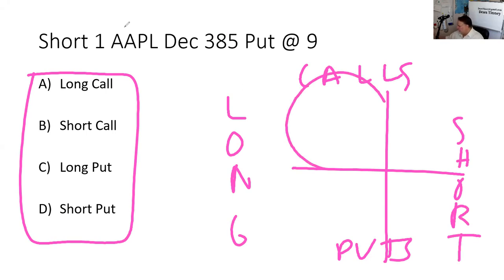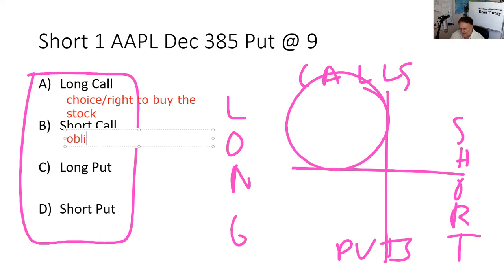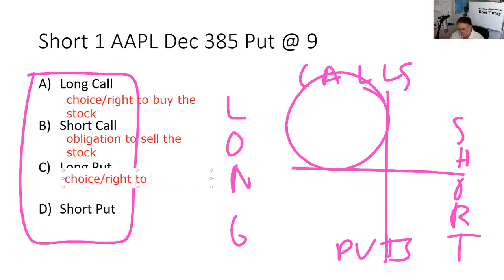And what I'm hoping is you're not struggling when you look at that long call. Let's just put that under the answer set. Let's say annotate it. Let's get us a different color. It has a choice or right. I like choice. Other people like to say right, whatever floats your boat. To buy the stock at the strike price. Right, that's what that is. And this is, let's put in there, this is an obligation to sell the stock. And this is a choice or right to sell the stock.